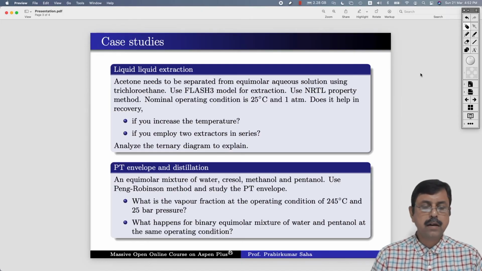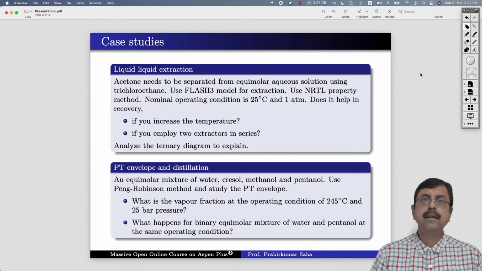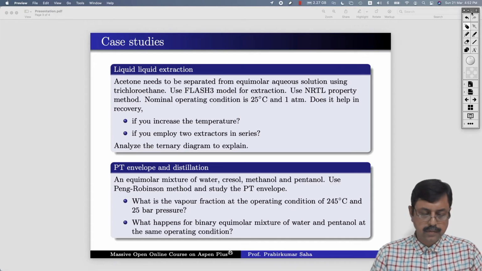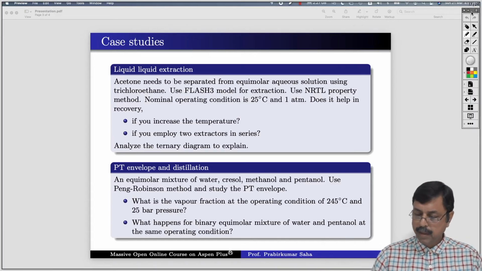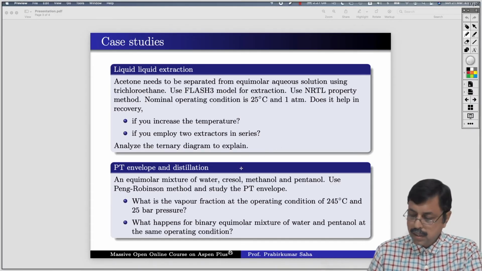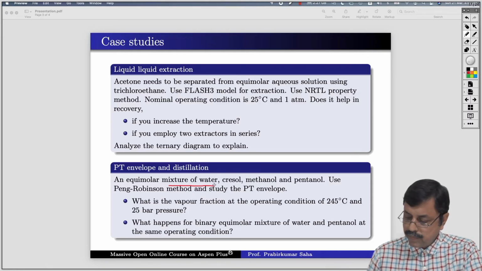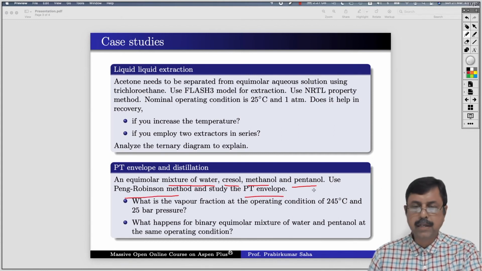Okay, so our second case study is about PT envelope and distillation. So it is about an equimolar mixture of water, cresol, methanol, and pentanol. We have to use Peng-Robinson method and study the PT envelope.